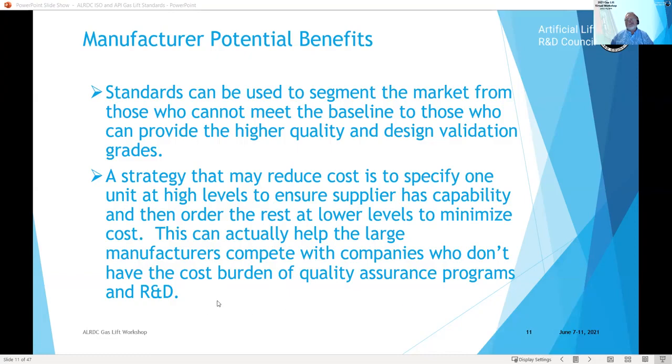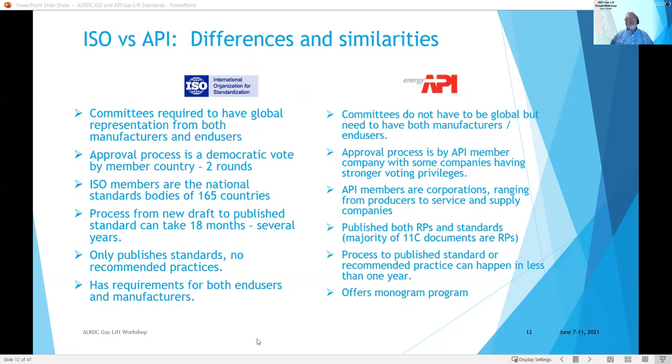This can actually help the large manufacturers compete with companies who do not have the cost burden of quality assurance programs and R&D. So here we're going to see some differences and similarities between ISO and API. In ISO, the committees are required to have global representation for both manufacturers and end users. In API, the committees do not have to be global, but need to have both manufacturers and end users.